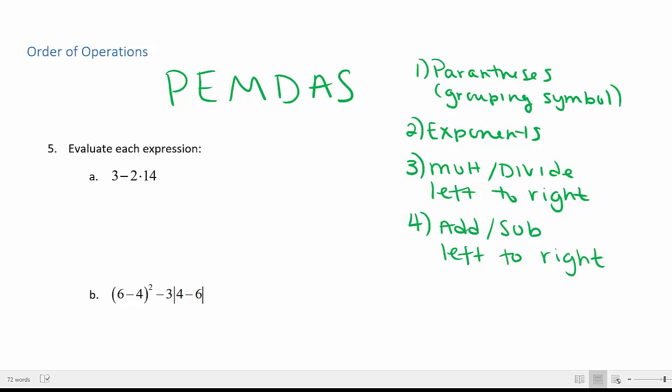In example A, I don't see any parentheses. I don't see any exponents. So step 3, I have to multiply. 2 times 14 is 28. So now I've got 3 minus 28. That's the same thing as 3 plus negative 28. Opposite signs, so I subtract. And let's see, 28 minus 3 is 25. And the answer is going to be negative, as the 28 is bigger than 3.